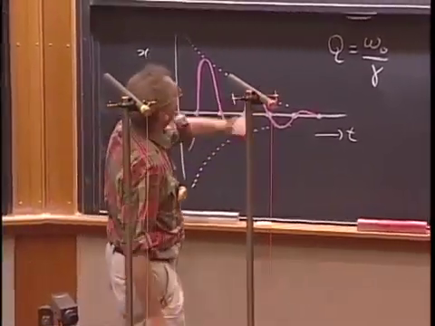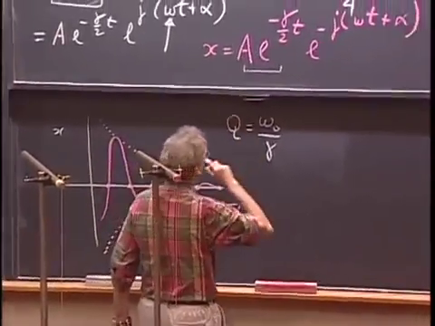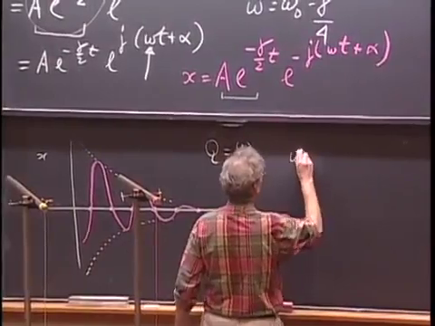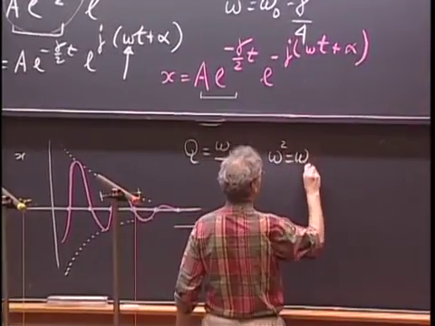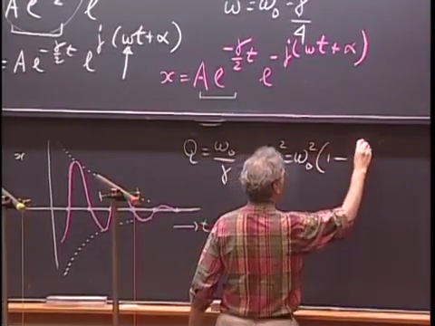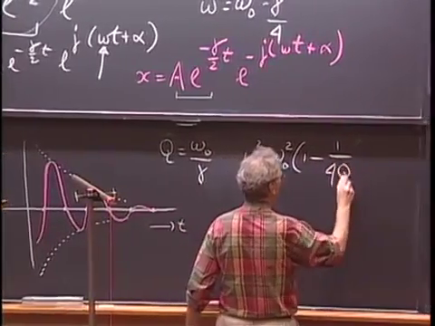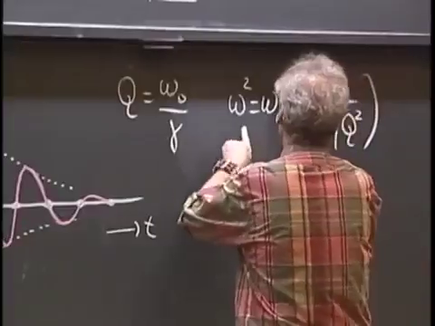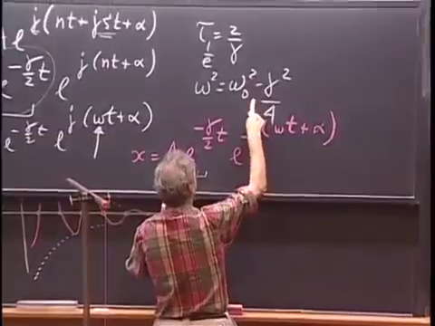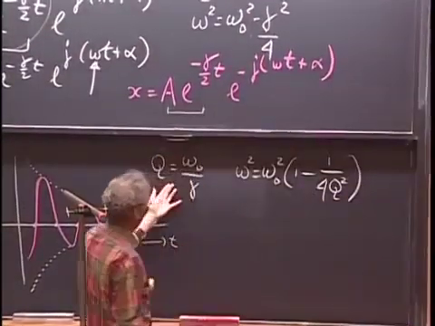If you introduce that, you can go back to your omega squared equation, and then omega squared becomes omega 0 squared times 1 minus 1 divided by 4Q squared. Is this any different from that? No. It's just a different way of writing it because you introduce this.